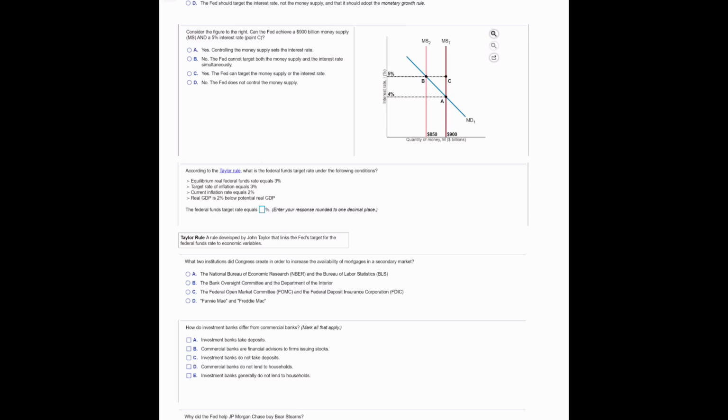Consider the figure to the right. This is the next one. Can the Fed achieve a $900 billion money supply and a 5% interest rate at point C? Can they achieve that? So we can say 900 billion, here's the money supply, and here's the 5% rate. And it should be pretty clear graphically that they cannot, because they can't target both the money supply and the interest rate simultaneously. They can only do one or the other.